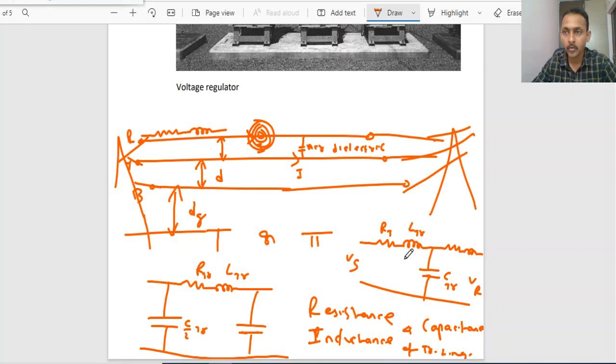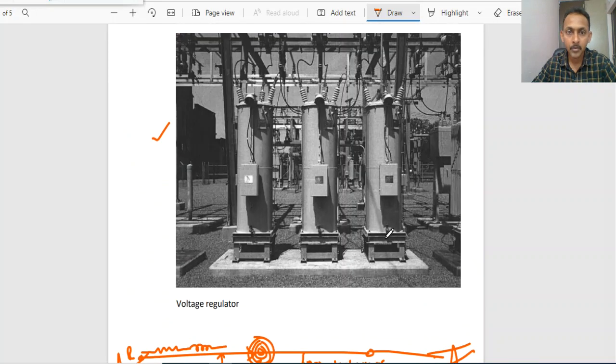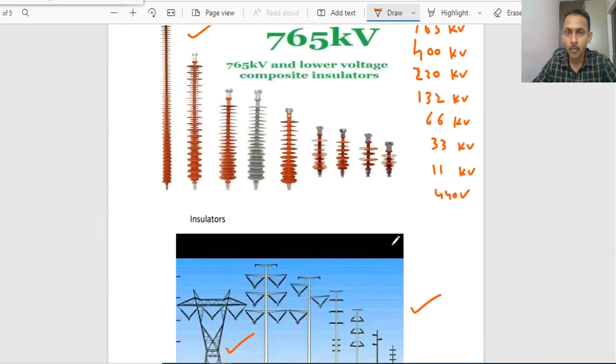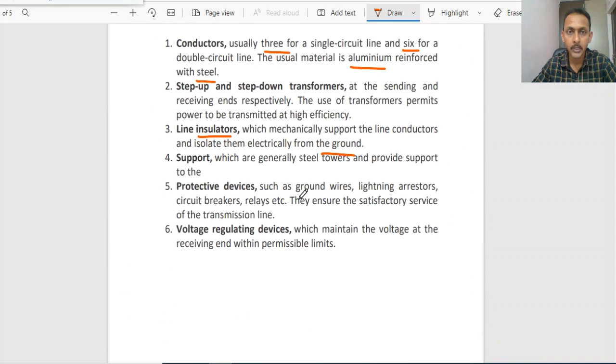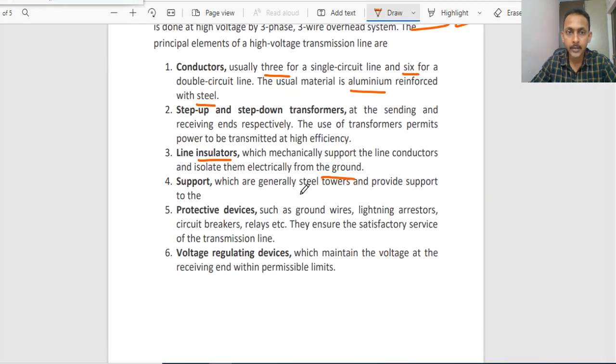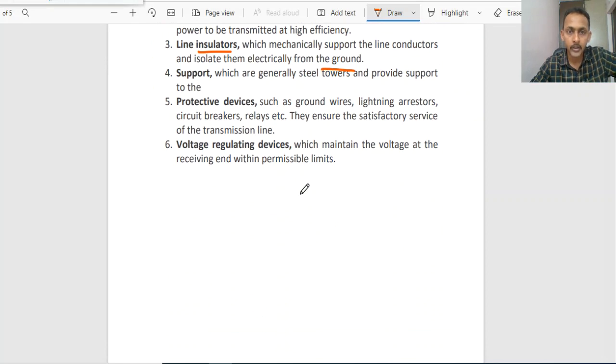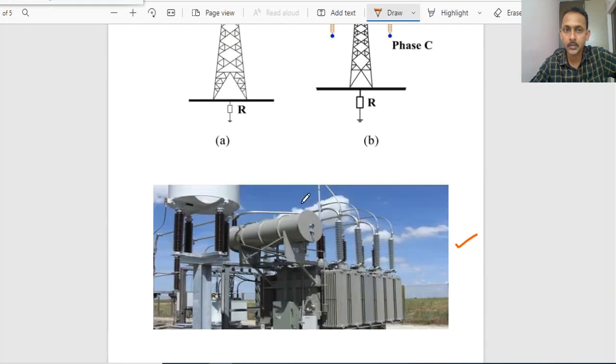The lines will be equivalently represented like this. But with respect to the components, what are the different components present? These are some of the major components, right? Conductors, step up and step down transformers, line insulators, supporting structures, protective devices and voltage regulating devices.